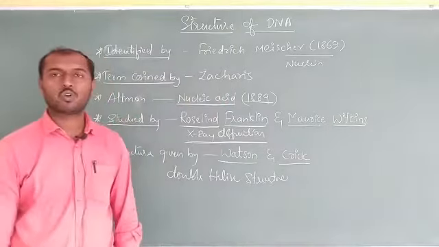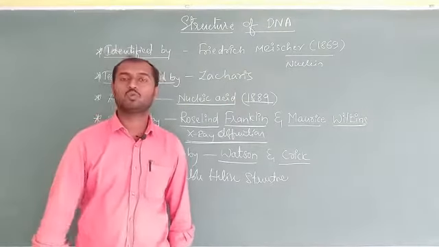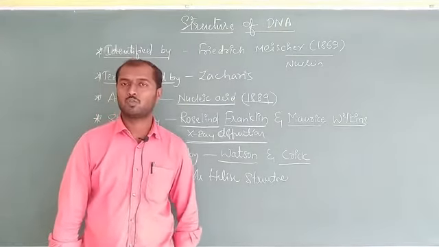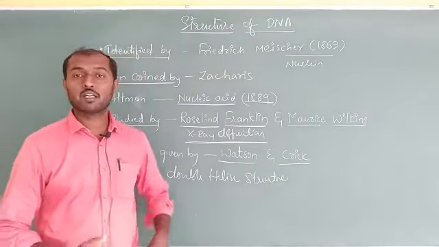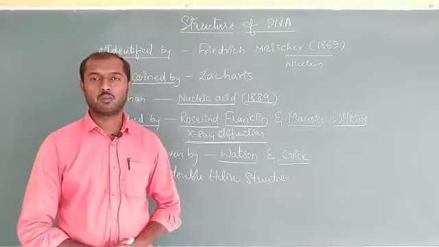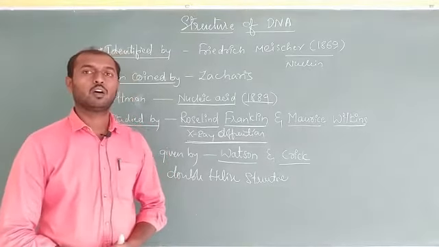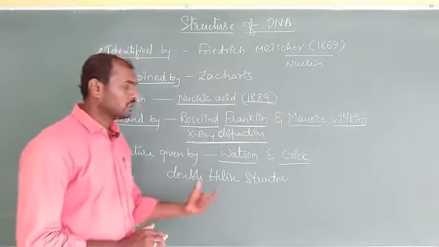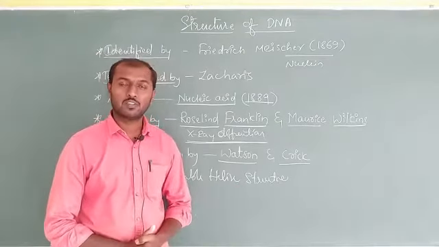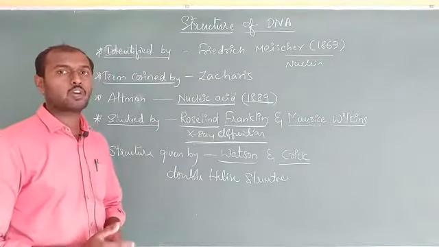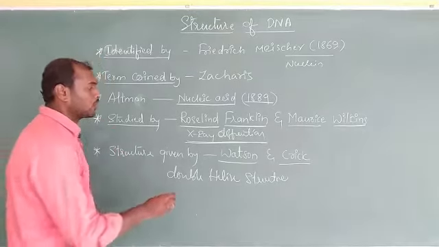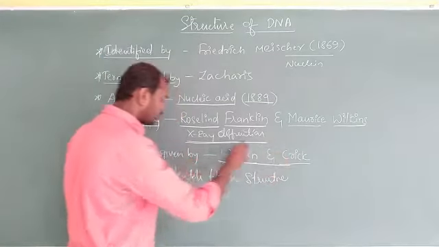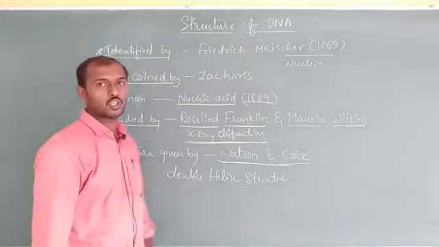James Watson and Crick both worked on the data given by Rosalind Franklin and Wilkins, and on the basis of that data they constructed the real structure of DNA. That's why the structure of DNA we are going to study now is popularly known as the Watson and Crick model of double helix structure of DNA.